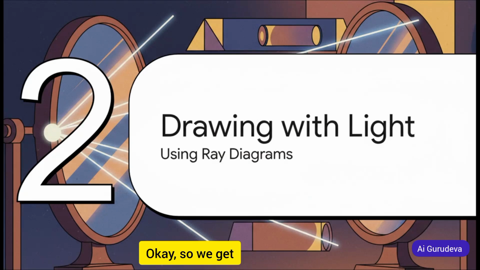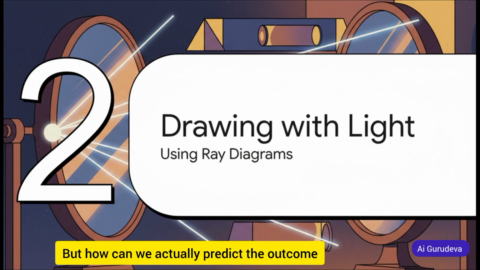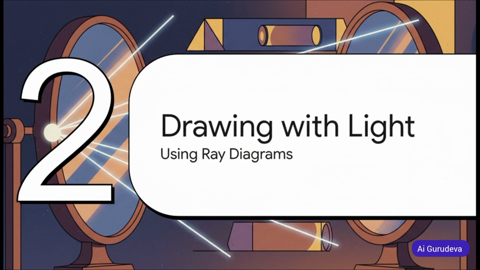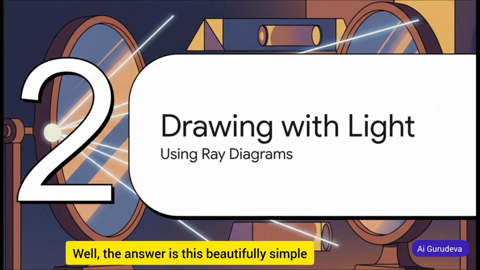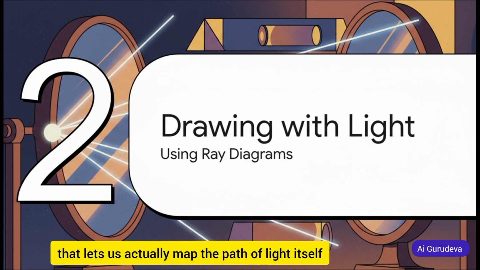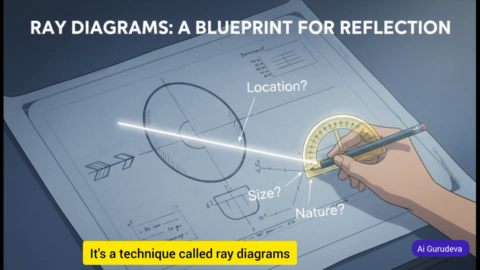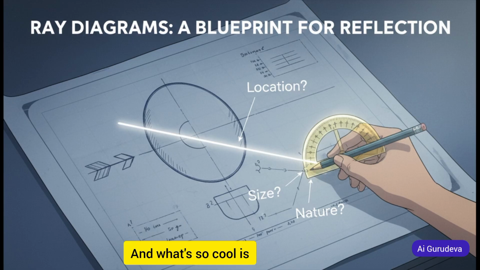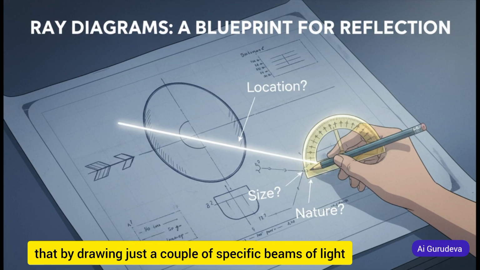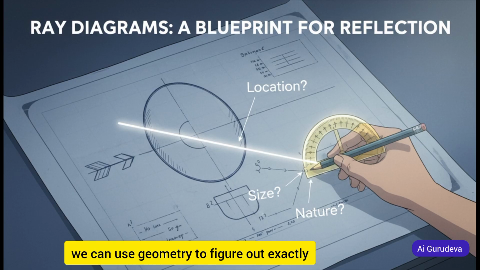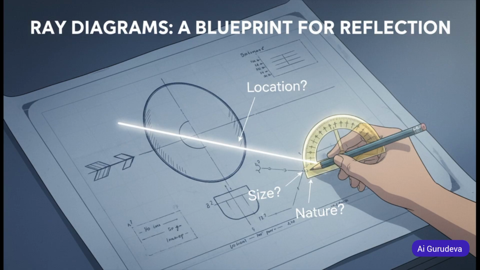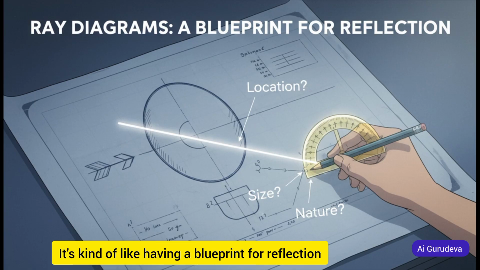Okay, so we get what happens with these mirrors. But how can we actually predict the outcome without having the mirror right in front of us? Well, the answer is this beautifully simple and powerful tool that lets us actually map the path of light itself. It's a technique called ray diagrams. And what's so cool is that by drawing just a couple of specific beams of light, we can use geometry to figure out exactly where an image will show up, how big it's going to be, and whether it'll be right side up or inverted. It's kind of like having a blueprint for reflection.